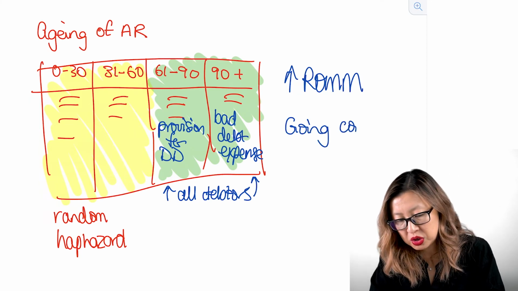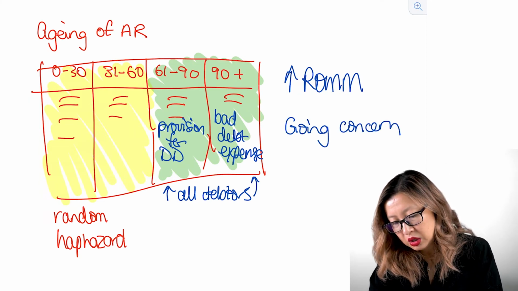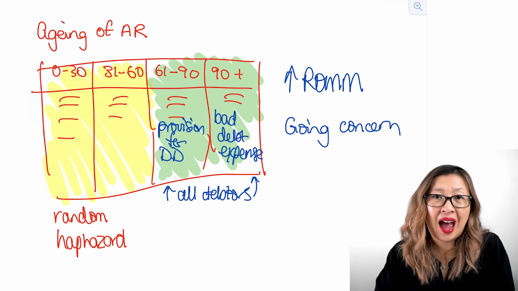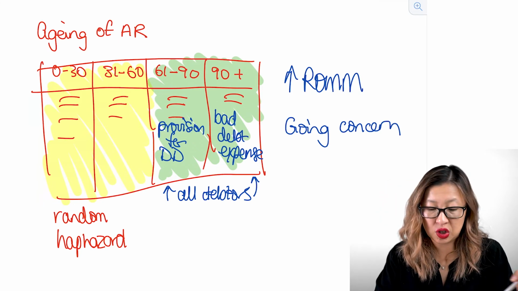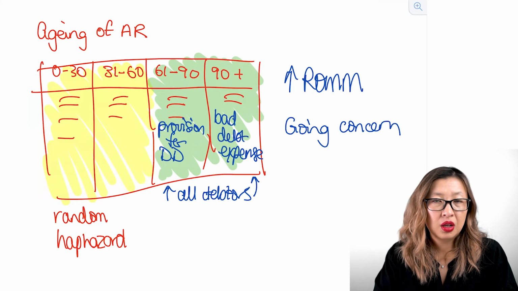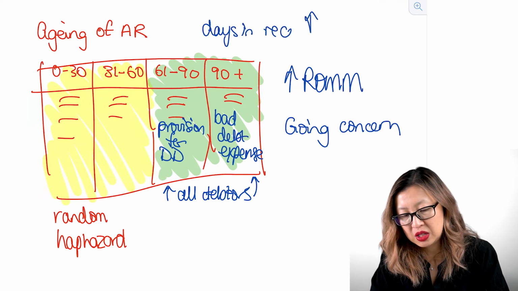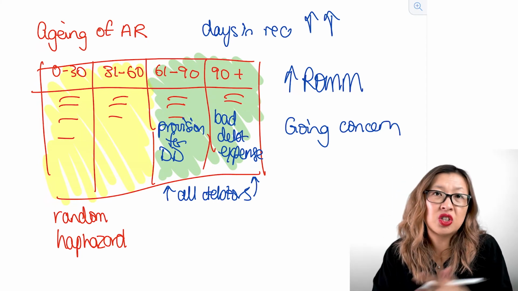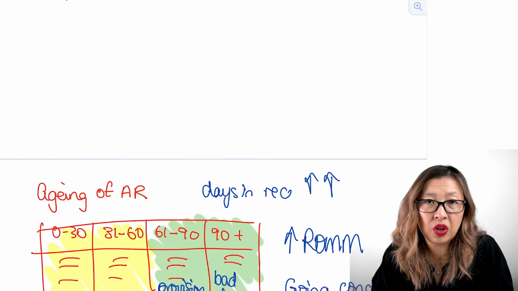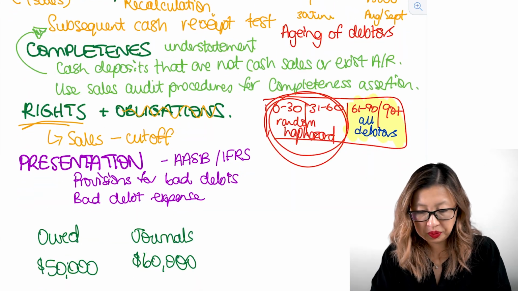Because remember, that's also going to have an impact on going concern when we analyze going concern and we analyze cash flow. If the company has had increasing days in receivables, so if days in receivables is going up and up, then that's going to also affect the cash flow and the going concern of the entity.